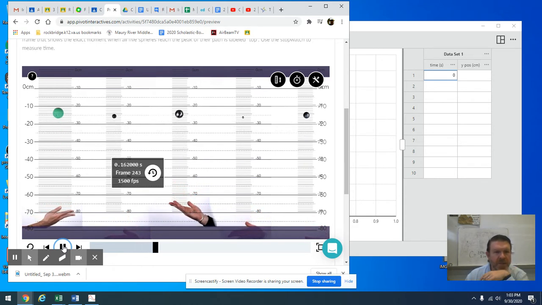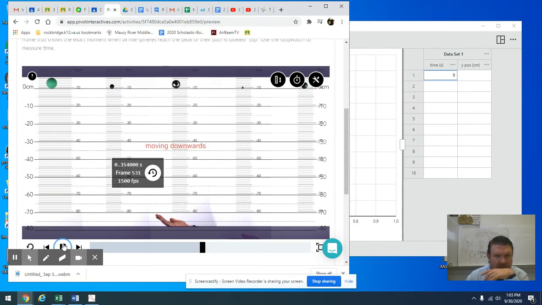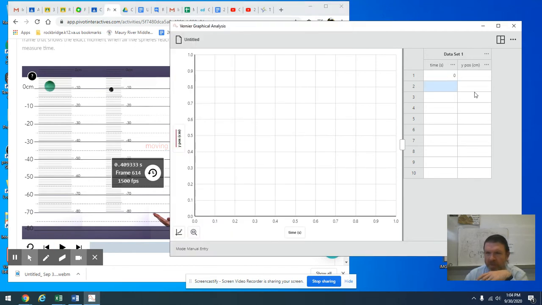I think the suggestion in the original pivot was maybe do every 0.05 seconds, and then you get about 14 data points or so. So let's see. Yeah, I think let's do that. Okay, so I'm going to go in and do 0.05, and then 0.10, and then 0.15. And that's as far as I'm going to go. You're going to go all the way till it comes back down, so you'll go all the way up to 0.7 there. That should be about 14, 15 data points, something like that.